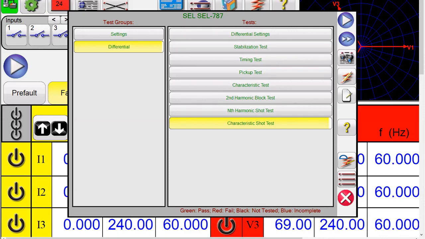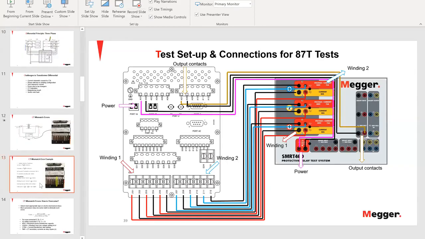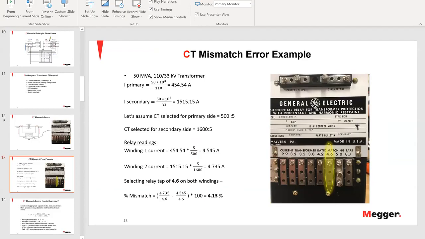All right, thank you. Mohit, next question is for you. How can we calculate the percent CT mismatch error for numerical relays? Thanks, Michael, for the question. So the slide that Sughosh showed was explaining the electromechanical relay, and that's the reason there were a lot of calculations for CT mismatch, because in electromechanical relays, you have fixed steps.